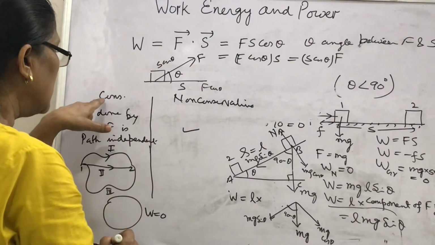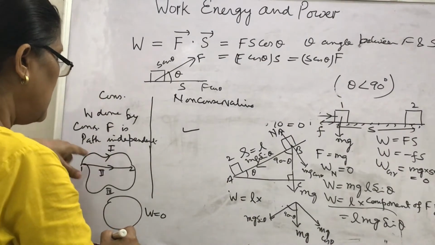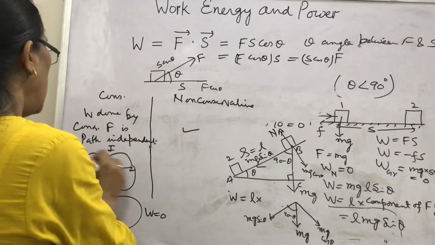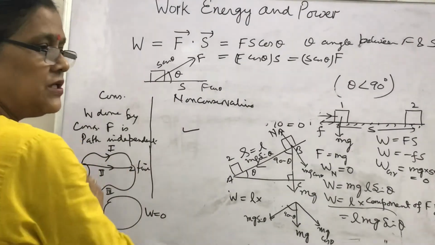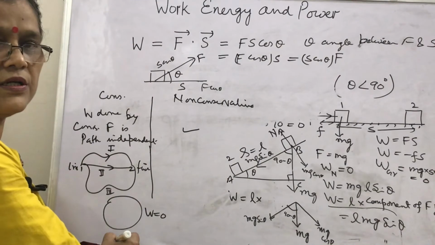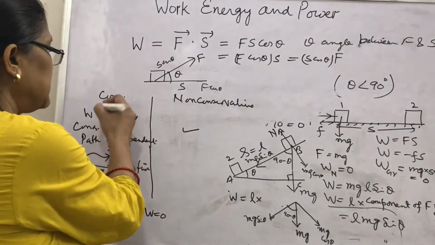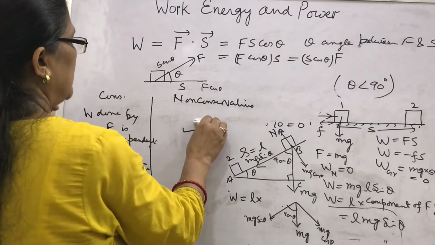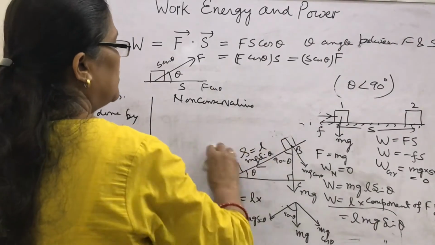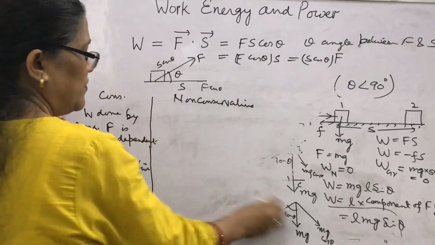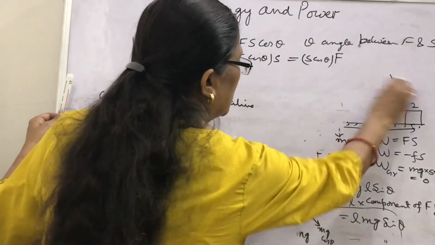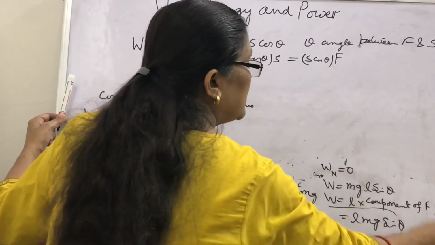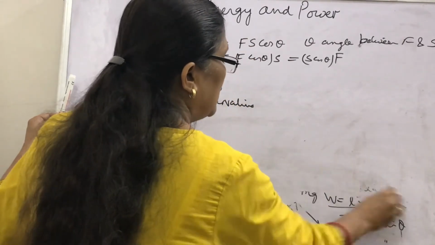These conservative forces are such forces that the work done by them depends only on the initial and final position, and does not depend on path. Examples: gravitational, spring forces and electrostatic forces. What about non-conservative force? They are the frictional force, as I told earlier, where the work done depends on the path.